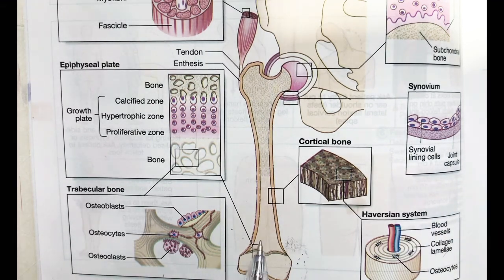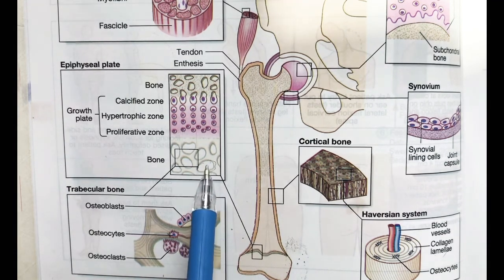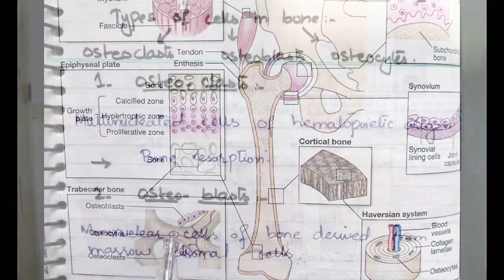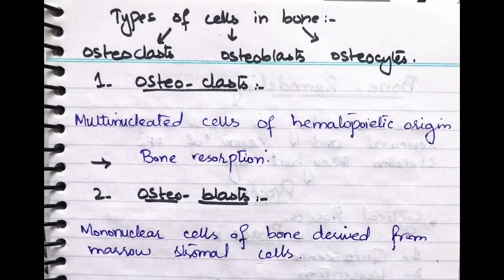Now turning towards the trabecular bone. What is trabecular bone? Trabecular bone is a spongy bone. It has various spaces which are filled with bone marrow. There are many important cells in the bone, the most important of which are the osteoclast, osteoblast and osteocytes.